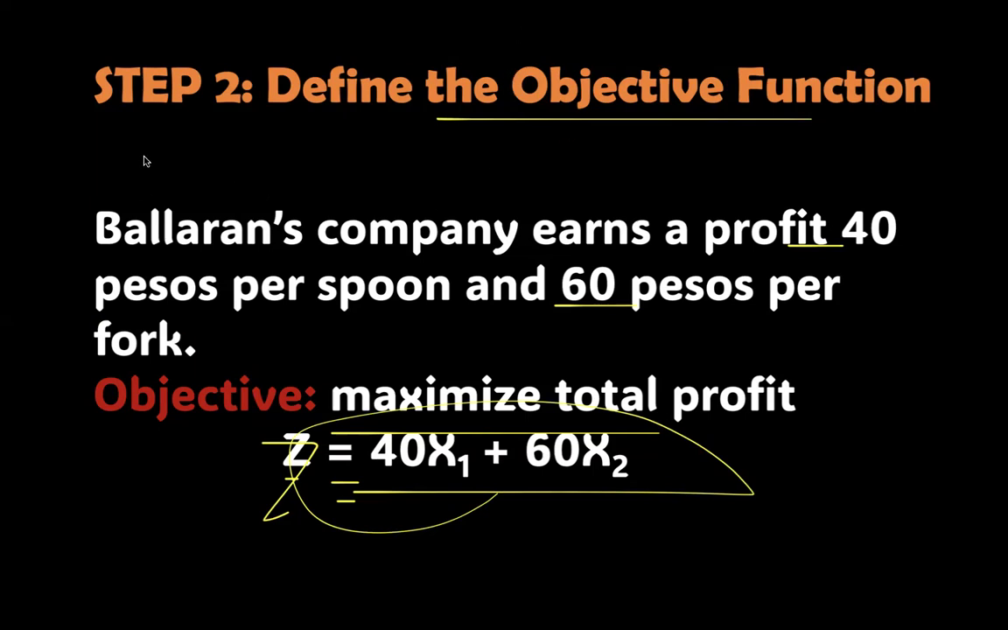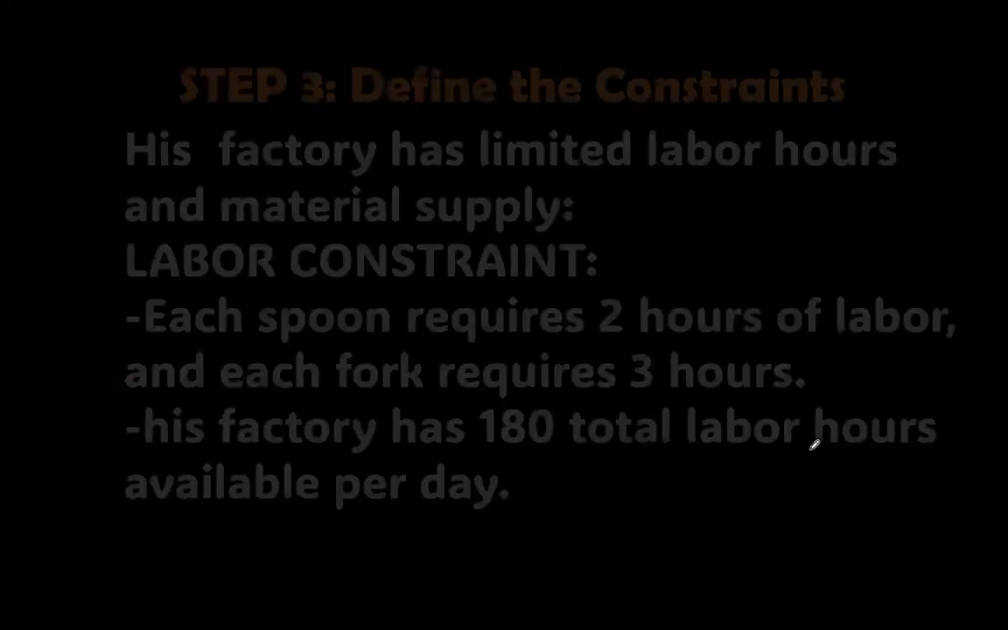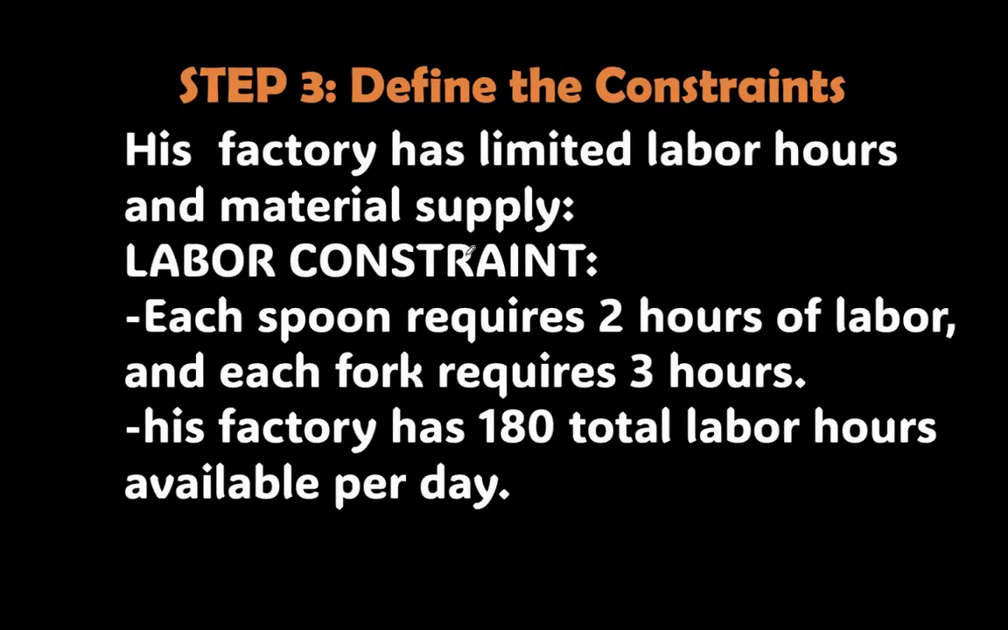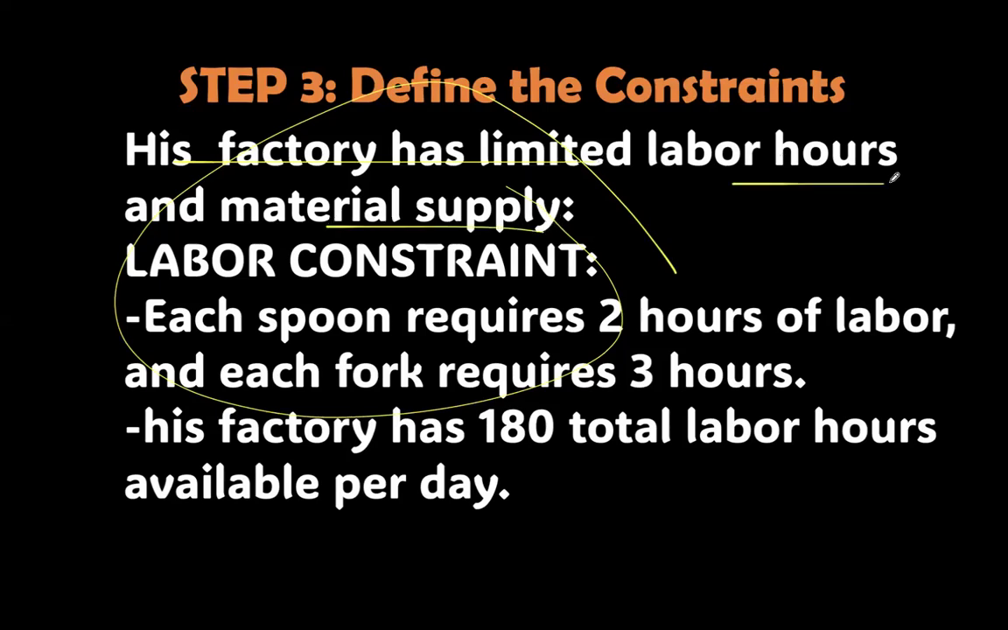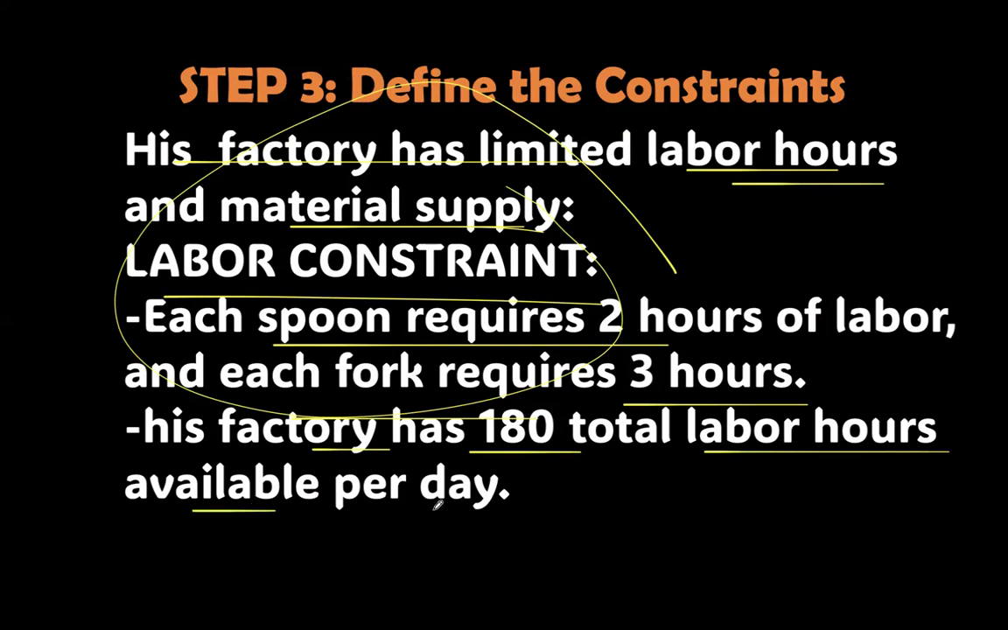All right. So now what you will need to do is identify the constraints as well. Suppose that these are the given constraints. His factory has limited labor hours and material supply, so there will be two constraints. Here, our labor constraint: each spoon requires 2 hours of labor and each fork requires 3 hours of labor. His factory has 180 total labor hours available per day.